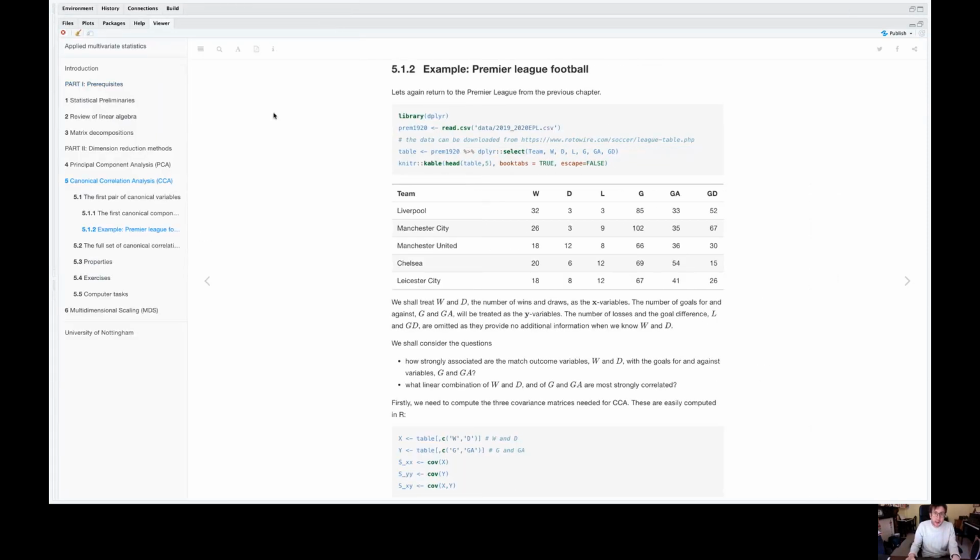Okay then, so now let's just look at an example using the football data we looked at in the previous chapter. So this is the league table from the 2019-2020 Premier League season. And what we're going to do here is, rather than do analysis of the table all at the same time, we're going to split it and suppose that we're given X variables that are just the wins and draws, and the Y variables that are just the goals for and the goals against.